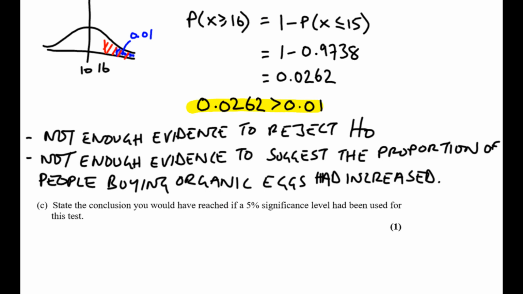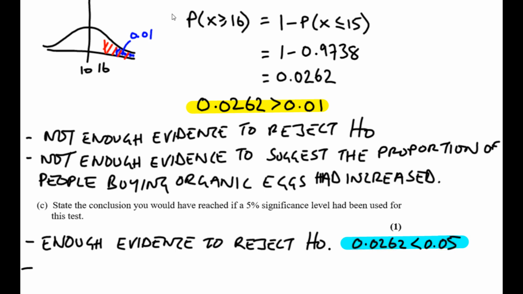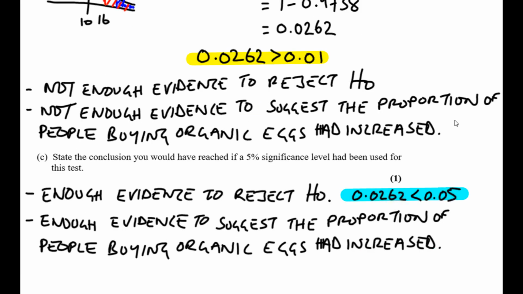So this comparison is what we use to make our conclusion. If we'd been comparing to 5%, then our test statistic would have actually been smaller than the 5%, and we would have made a conclusion to reject H0. We would have had enough evidence to reject H0. So we would have had the reverse of the statements that we have here, and that would have been enough to suggest that actually the proportion of people buying organic eggs had increased.